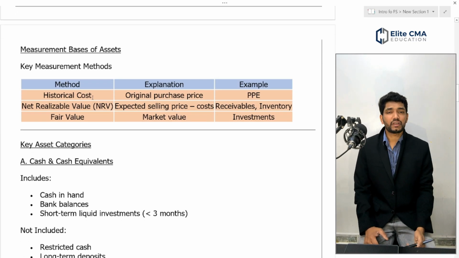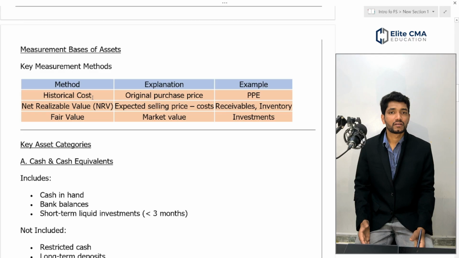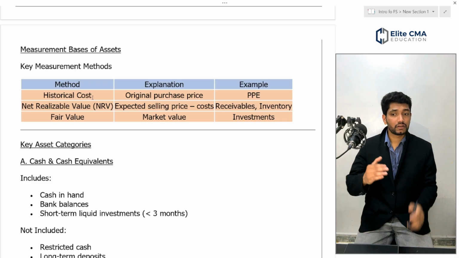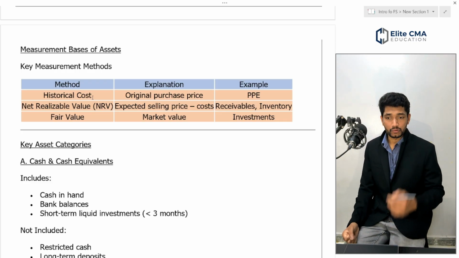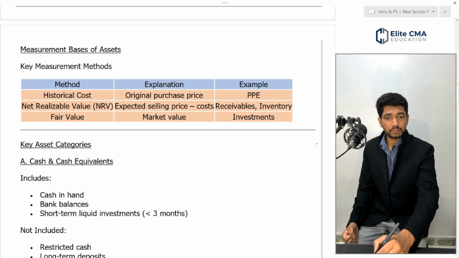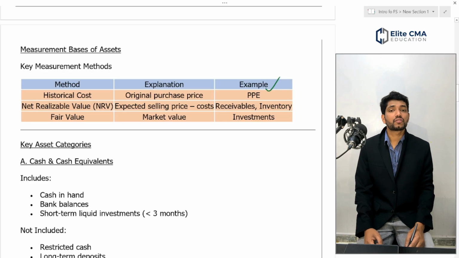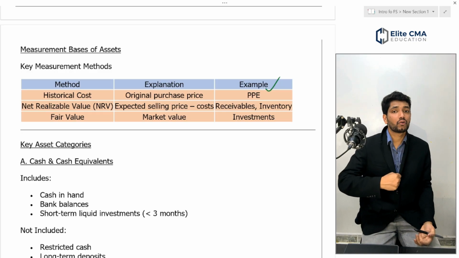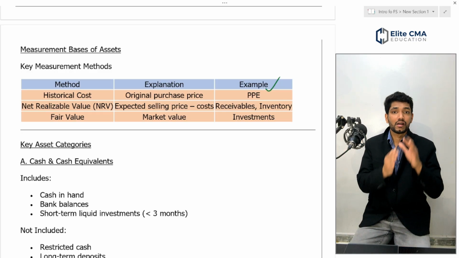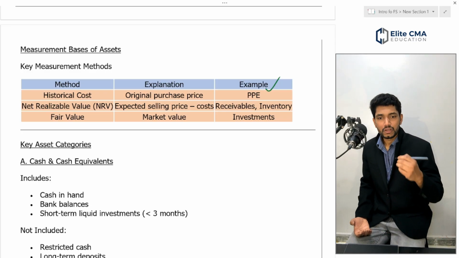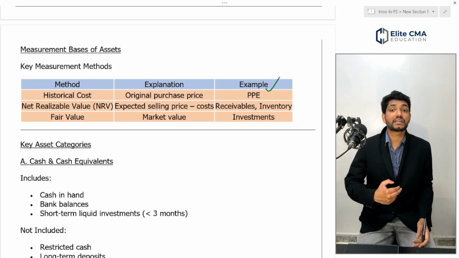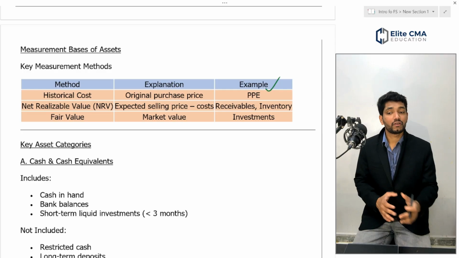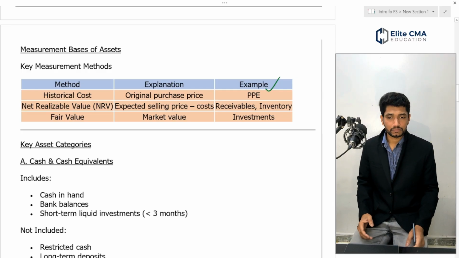Now, the measurement base of assets. How do we measure the value of an asset? There are different methods for different assets. For property, plant and equipment, we measure based on historical cost: how much we spent on that asset is the value of that asset. When it comes to receivables and inventory, it is net realizable value.